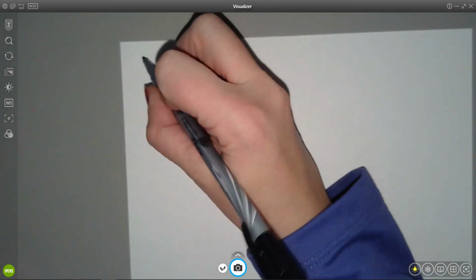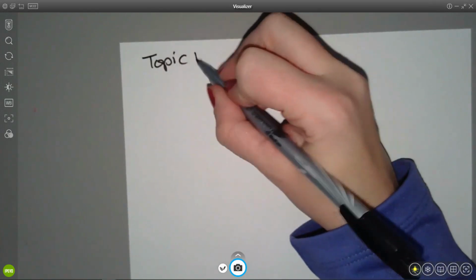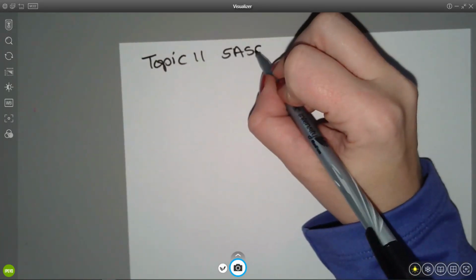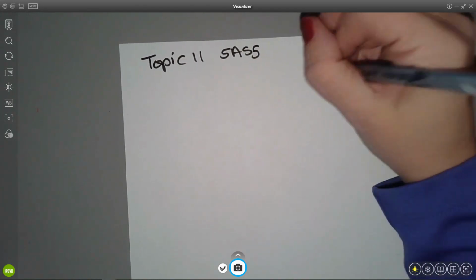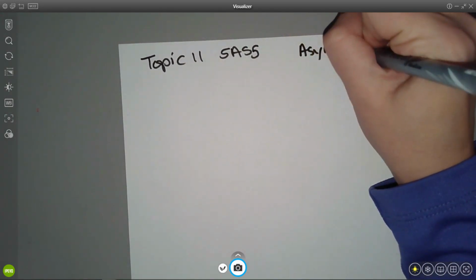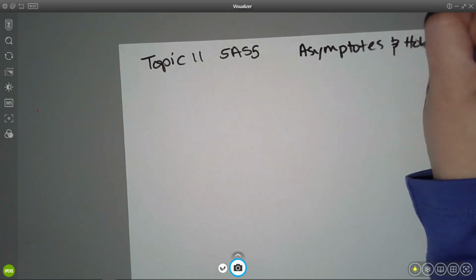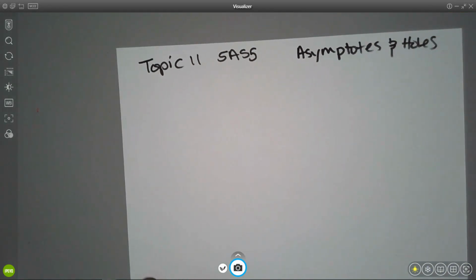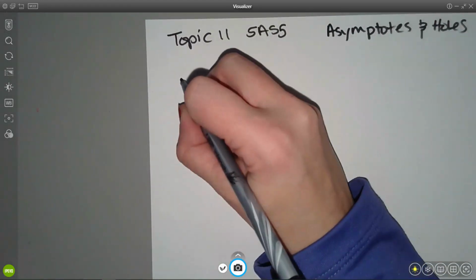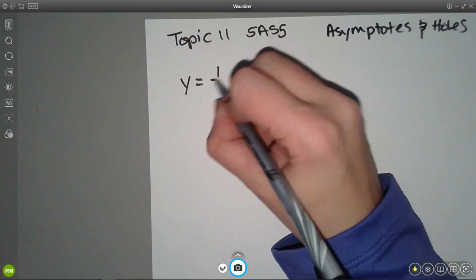Real quickly, let's talk about topic 11, student activity sheet 5. Okay, so what we're doing here is we are talking about the asymptotes and holes of rational functions. Okay, just a reminder here, our parent function is y equals 1 over x.